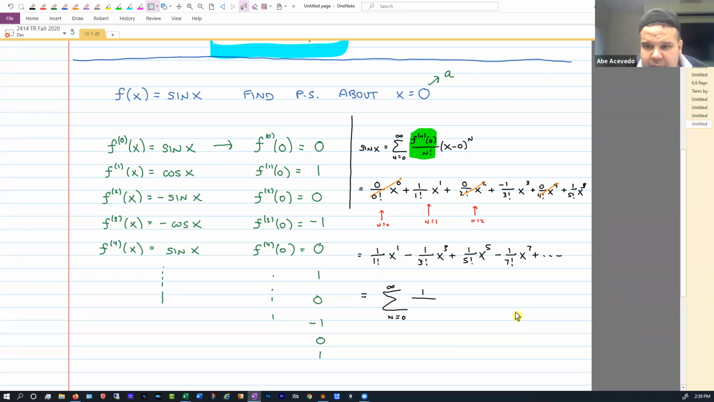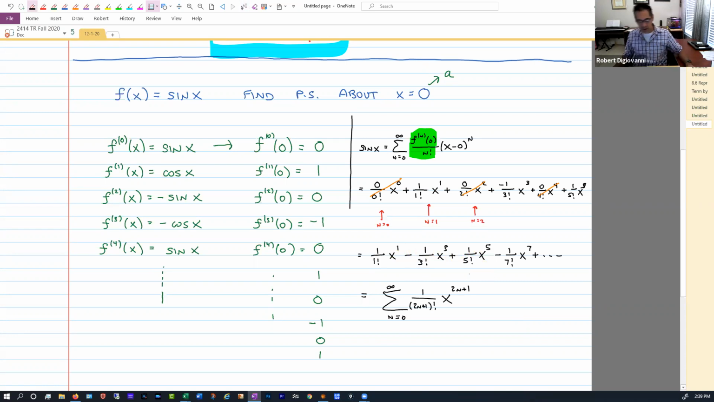2n minus 1? 1 factorial. Remember where we're starting. We're starting at 0, so 2n plus 1 factorial. And x to what power? 2n plus 1 again. Good. There it is. That's the power series for sine.